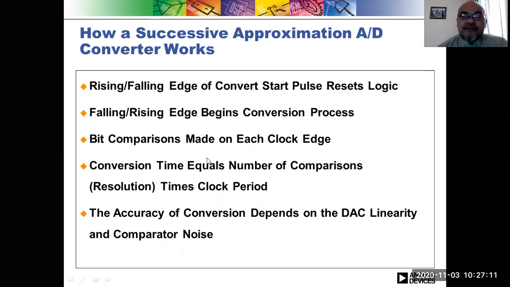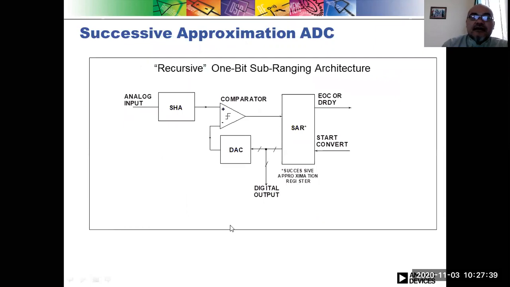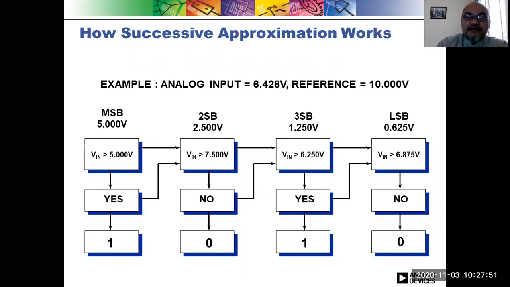Or, if you don't want to lose time and you still want a similar sampling rate, a similar conversion rate per second, with a higher resolution, what you can do is increase the clock of your digital circuit. The accuracy of conversion depends on the DAC linearity and comparator noise, because it depends so much on this DAC as well as the comparator. So if there's noise in the comparator circuit or the DAC, then accuracy will decrease.